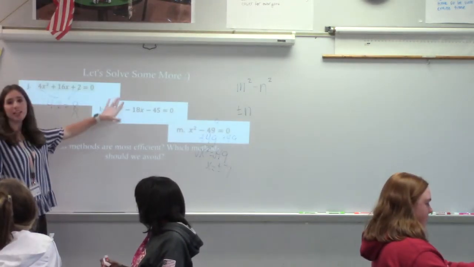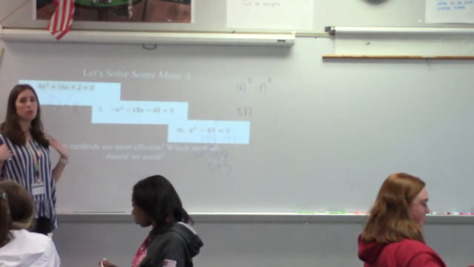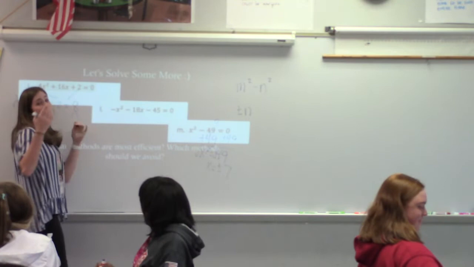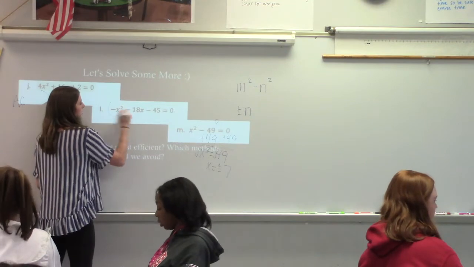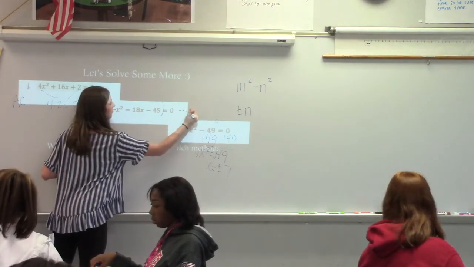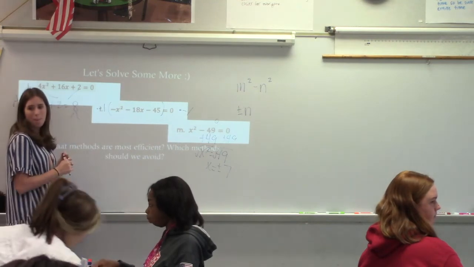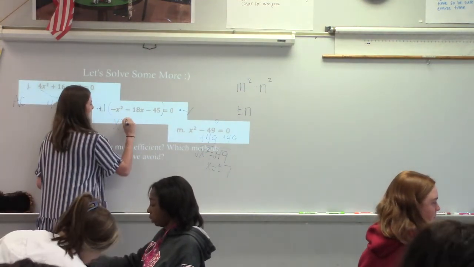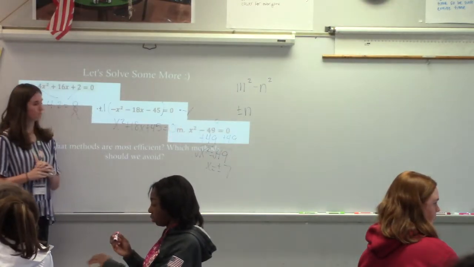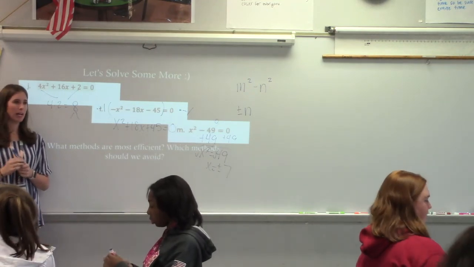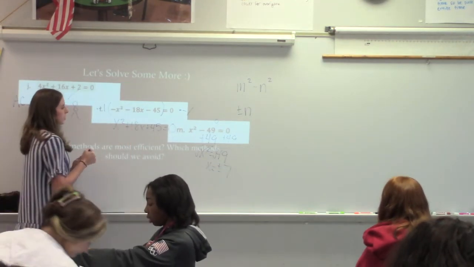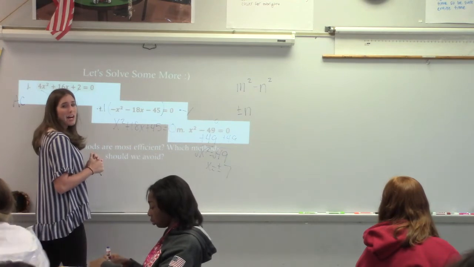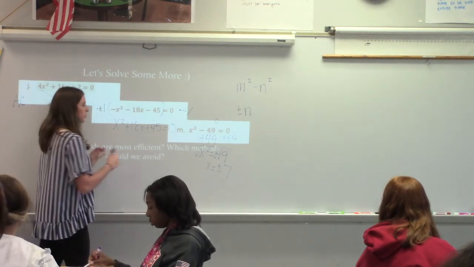I will say if I see a negative in front of my x squared, personally, I'm going to pull it out or divide by negative, which is the mathematically correct term. Or multiply by negative 1. Okay, we see that. So you just multiply by negative. It changes all the signs. Then our factors of 45 that add up to be 18.